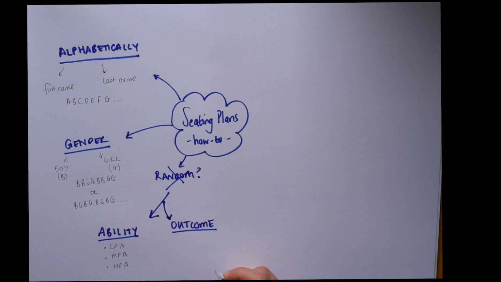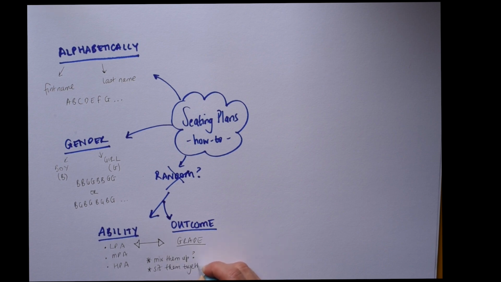Here in the UK we say LPAs, MPAs and HPAs. That just means low performance, middle performance and high performance. What it essentially means is the outcome of the students by grade. So the question here really is, do you mix students with different grades and different abilities together, or do you keep them sat next to each other?